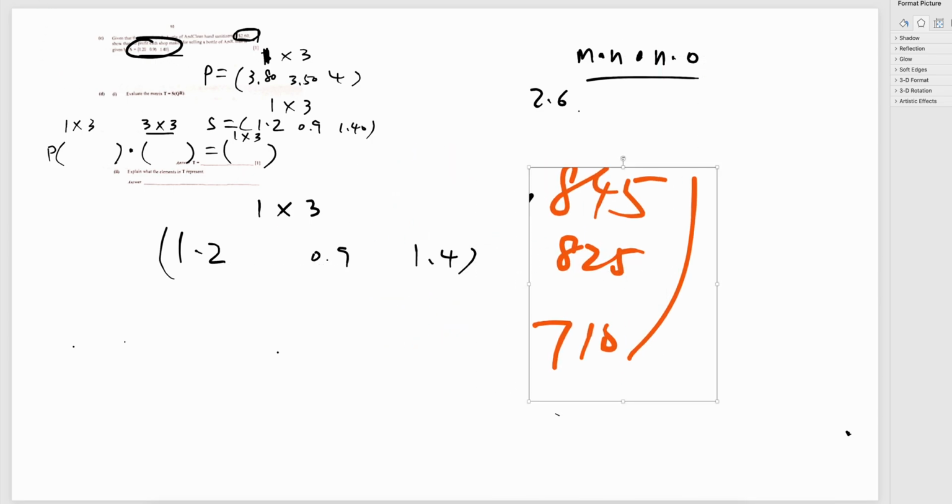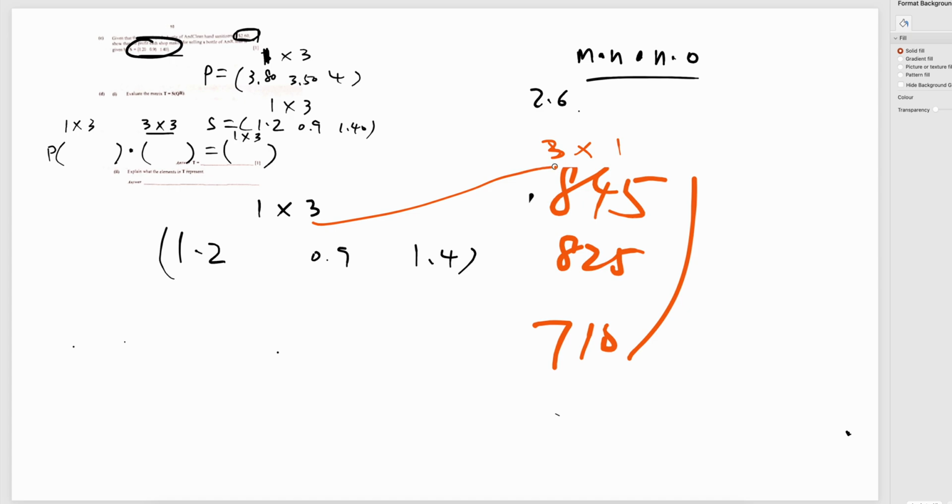The first thing I do is ask myself whether it's valid or not. So this is a 1 by 3, and this is a 3 by 1, they match, so you get a 1 by 1. How do you get it? You do 1.2 times this, 0.9 times this, 1.4 times this. So what's the answer?